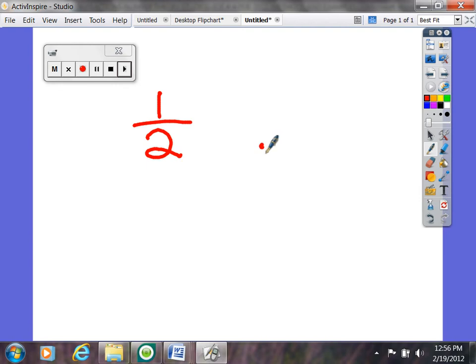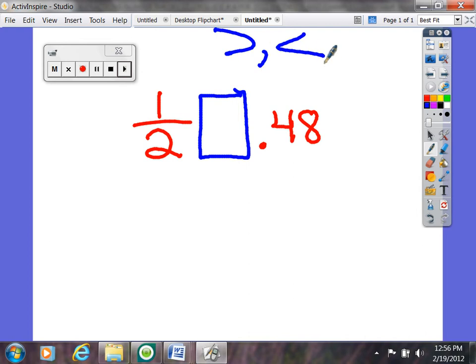1/2 and 0.48 or 48 hundredths, and the student was asked to place greater than, less than, or equal to between those. Well, let me show you one thing I've shown the students to do first of all. I've still got a few students, even after learning these signs, that cannot keep them straight, and I've shown them what to do, and I'll talk about this in just a minute.